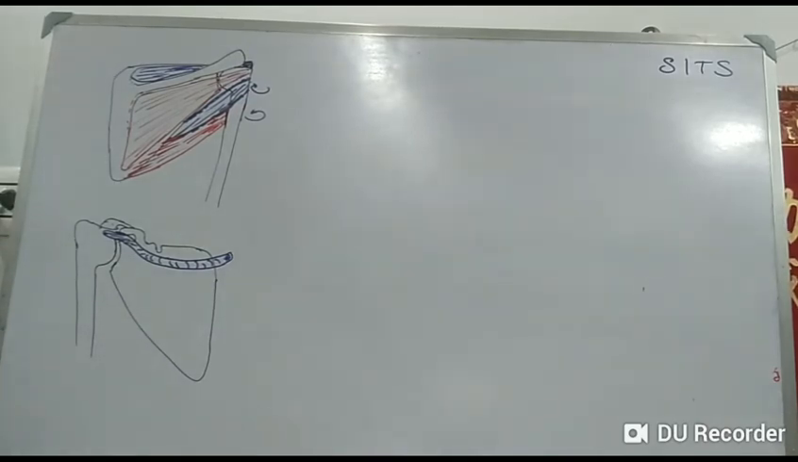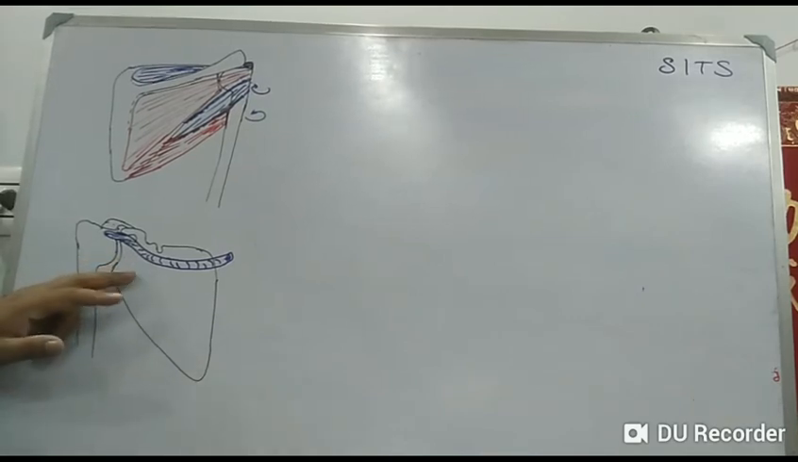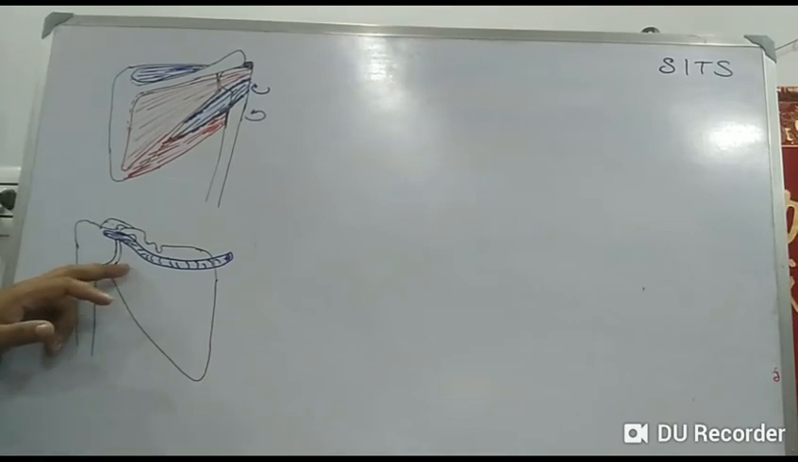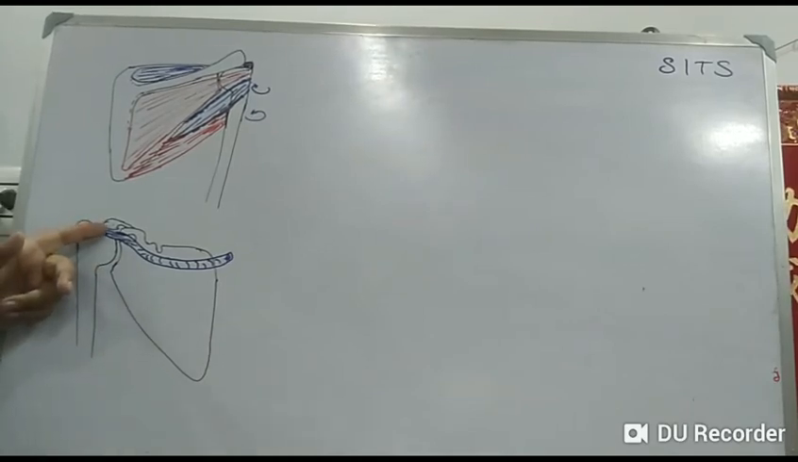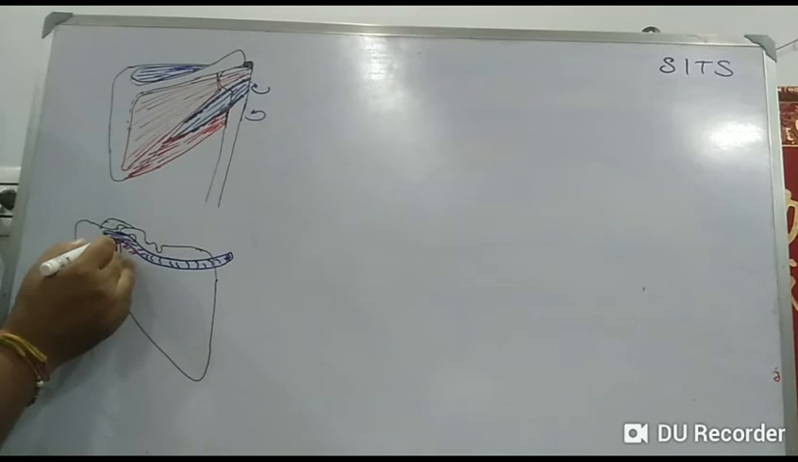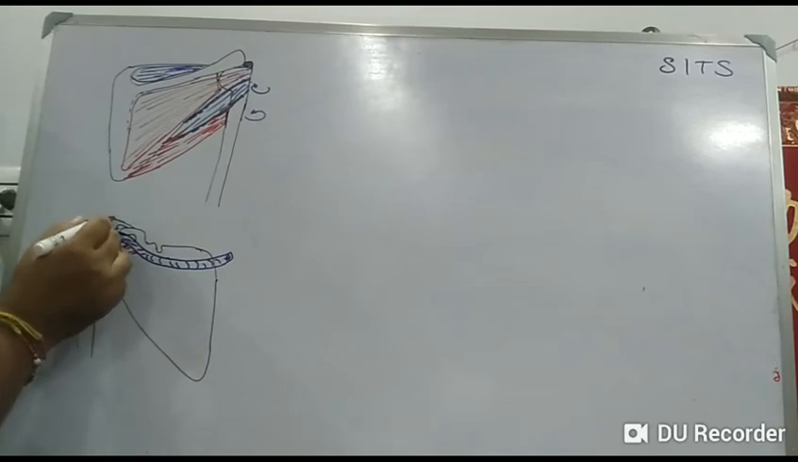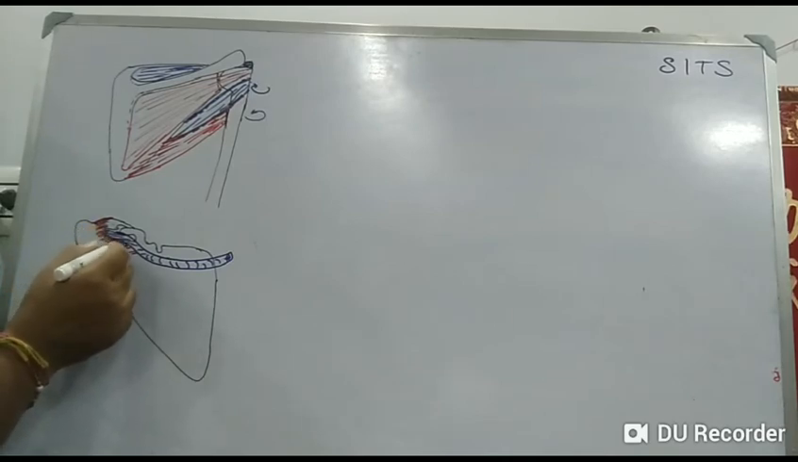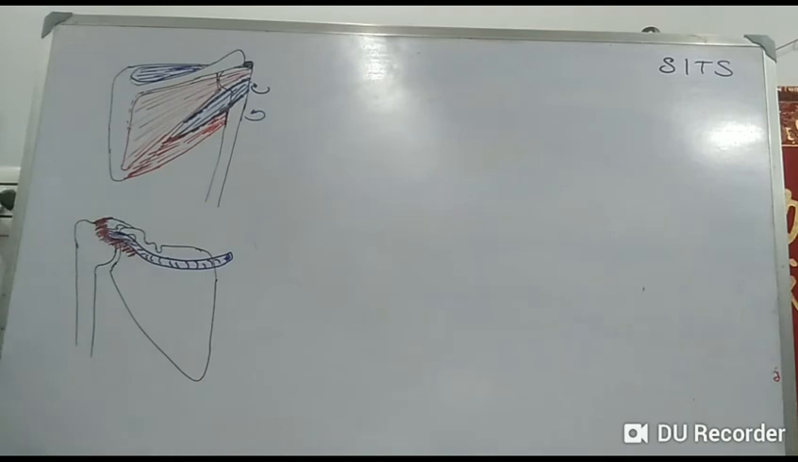Now, the muscle that I'm going to discuss, this muscle is a very strong muscle. Why? Because it originates from the lateral third of the clavicle, acromion process, and the spine of scapula. That means it is going to originate from here in this portion. Understanding? Lateral third of the clavicle, then the acromion process, and the spine of scapula.